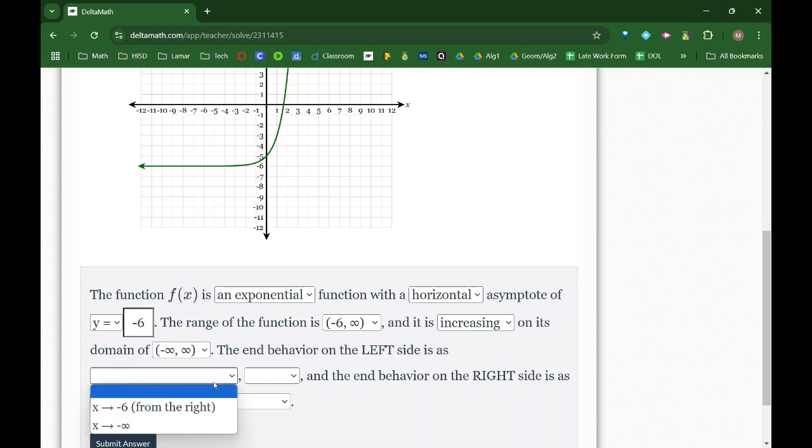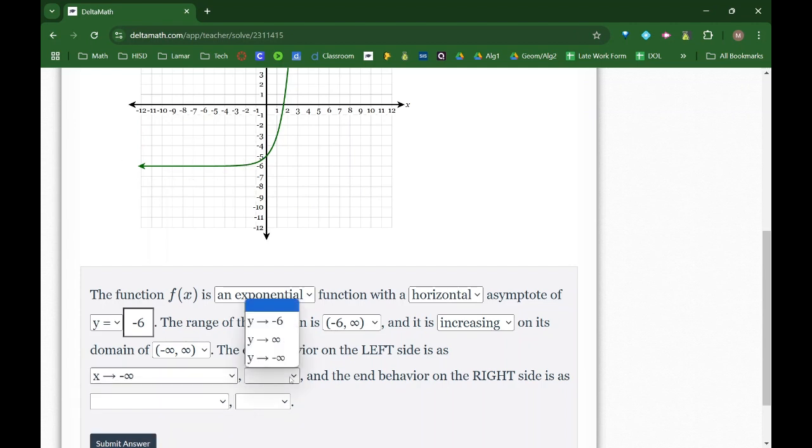Now let's think about what's happening here. On the left side, what's happening to our x values? Our x values are going infinitely to the left. It's going to negative infinity. The y values, well, the y values are approaching -6 on the left side. Remember, it's going toward -6. It's never touching -6, but it's approaching it. That's what this arrow means, approaches.